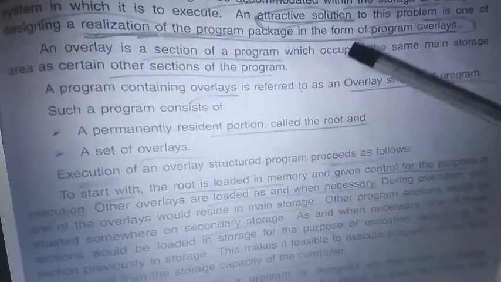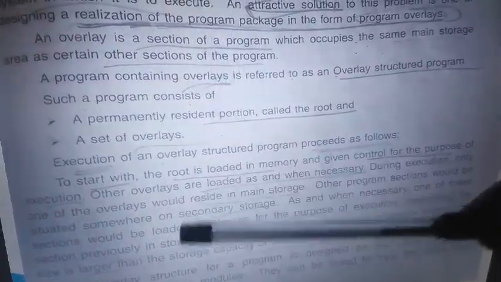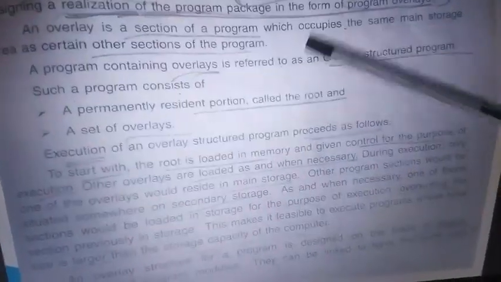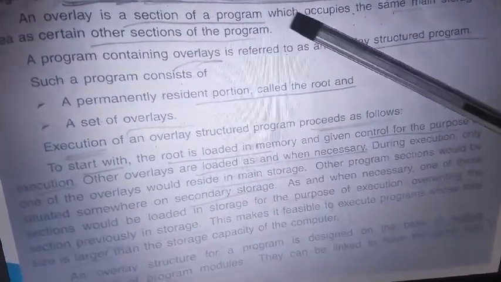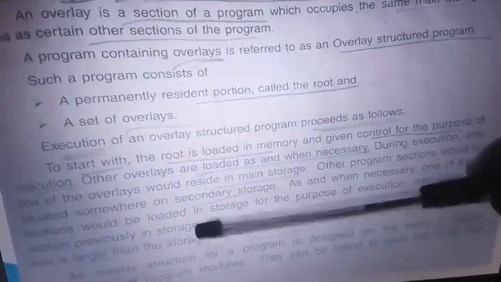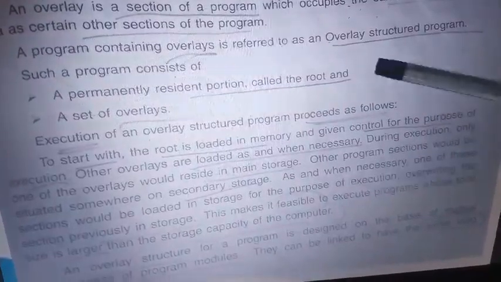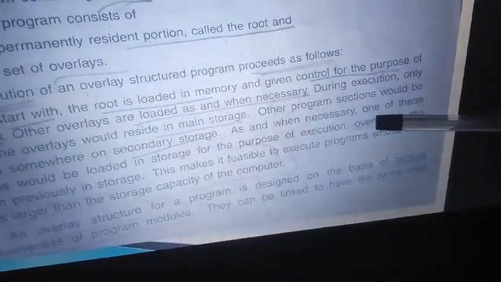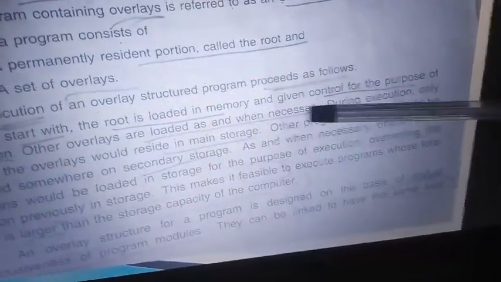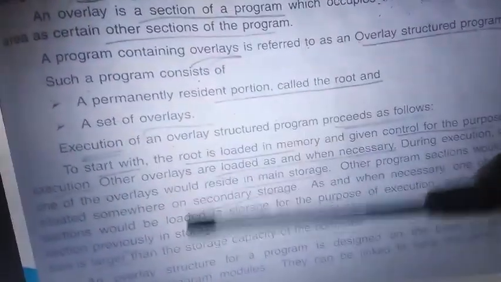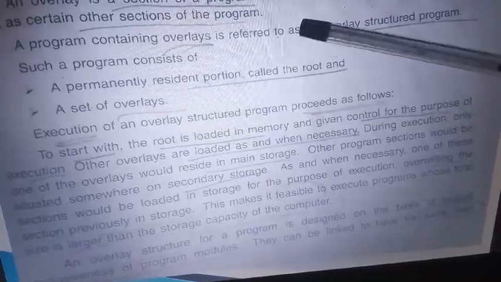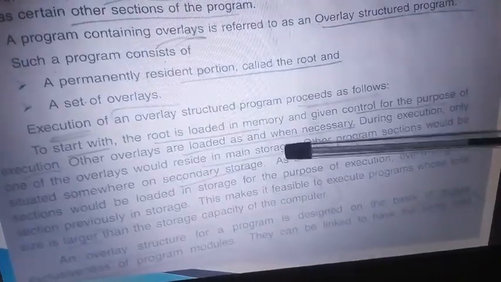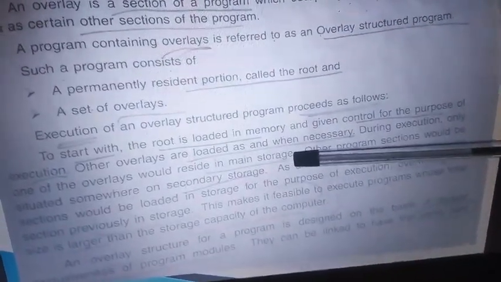After execution, when the root calls some other program, the portion of memory given for the overlay structure is cleared, and the called function is rewritten there and execution starts. That overwrites the previous program in the same storage. Then after execution, again if it calls some other program, this one is removed and the new program is written on that storage. So this is how the execution works.